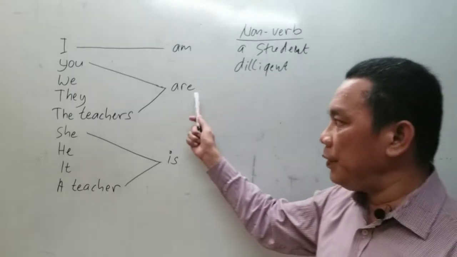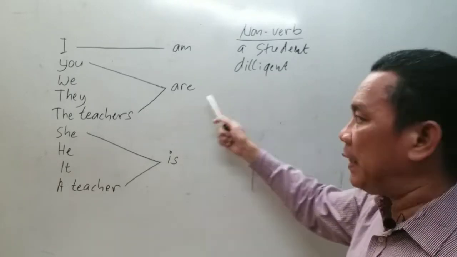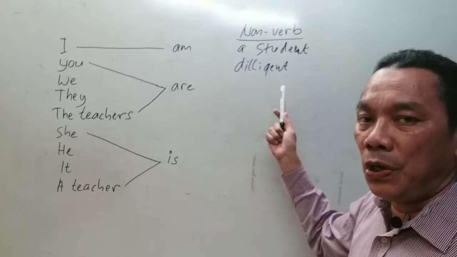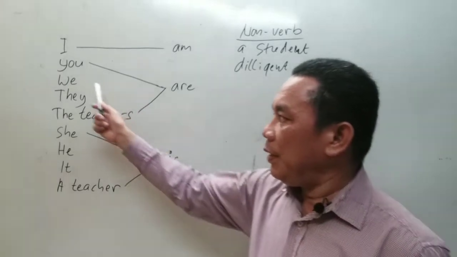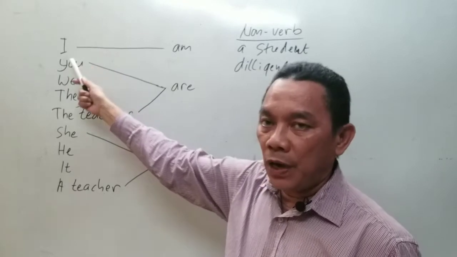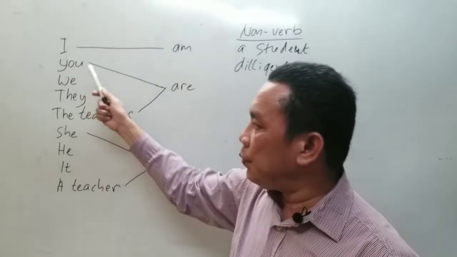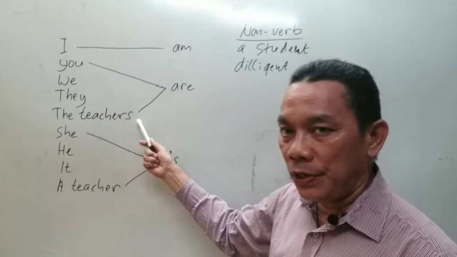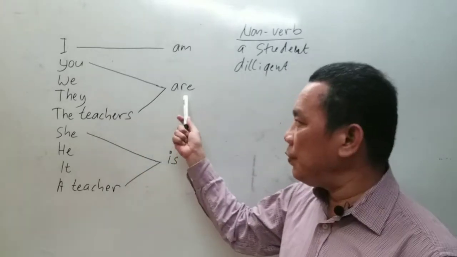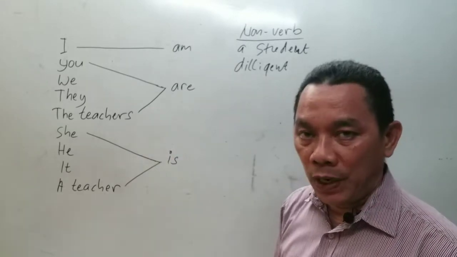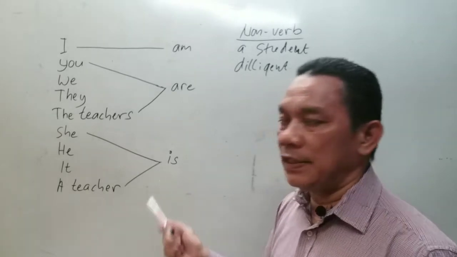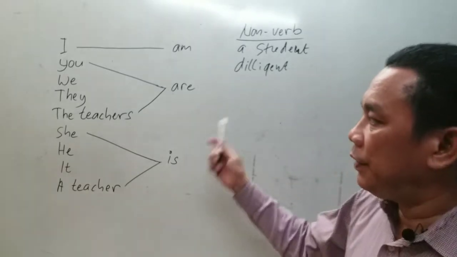Again, why do we use are in this sentence? Because the predicate is diligent, and diligent is non-verb. And then, let's say, the to be for I is am. You, we, they, the teachers, plural noun, the to be is are. This is used when the subject is more than one. Okay? Now, if it is one subject, we use is for the to be.